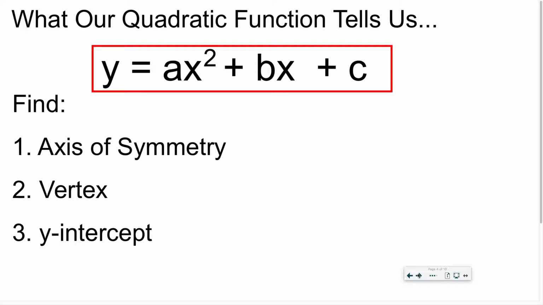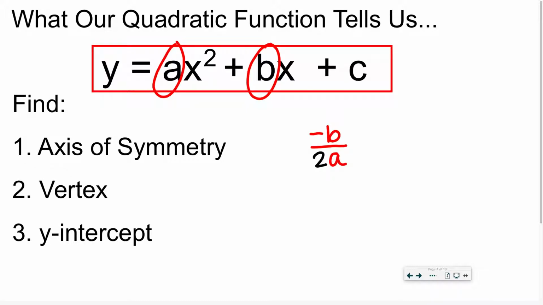How would I find my axis of symmetry? Who remembers from yesterday what we utilized? Oh, we're going to use the B value and what else? And the A value. How do I use them? Negative B divided by 2A. Could I write this another way?